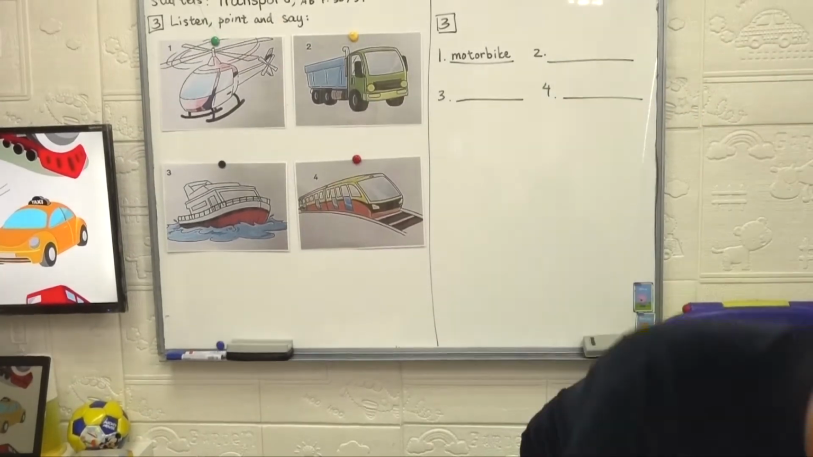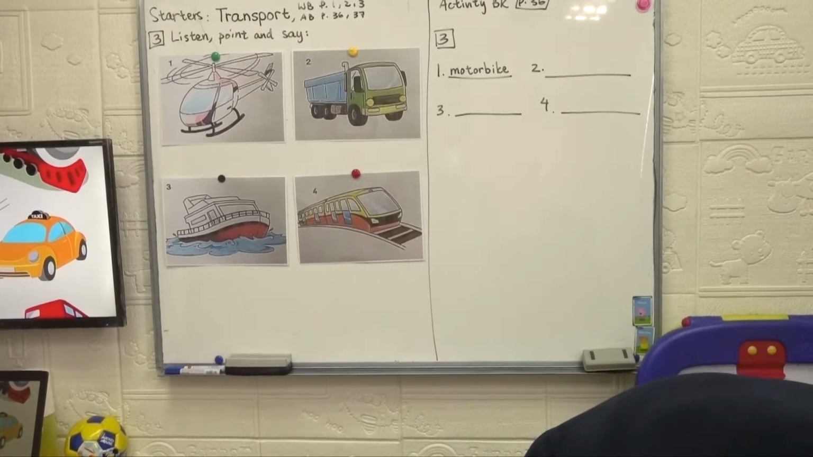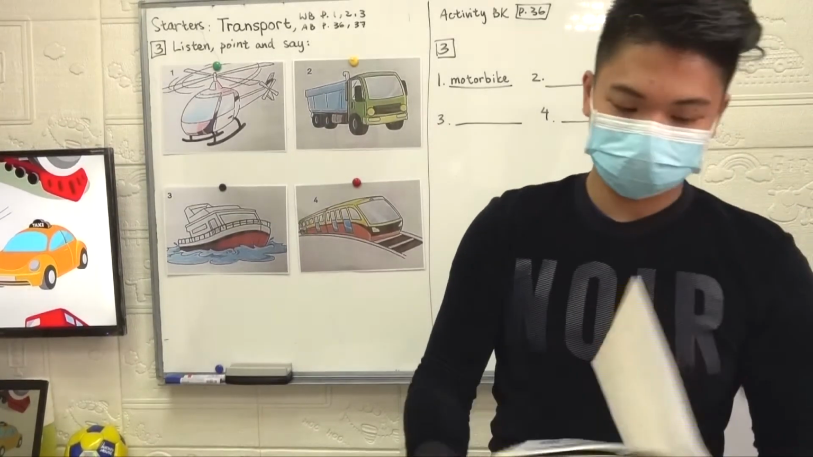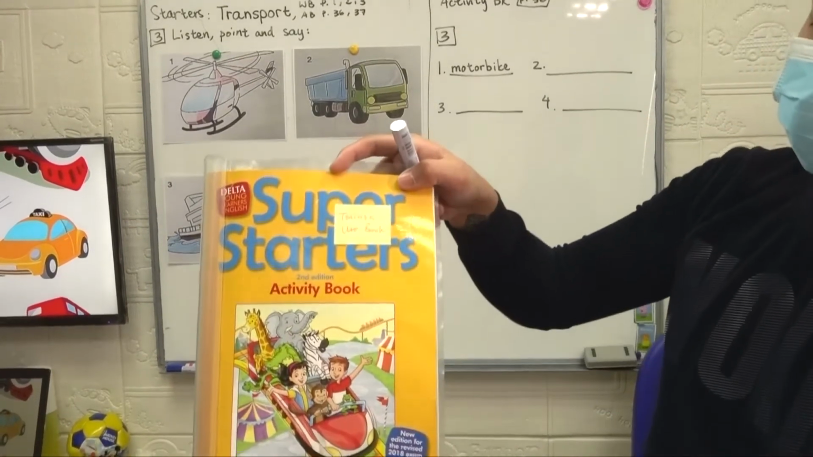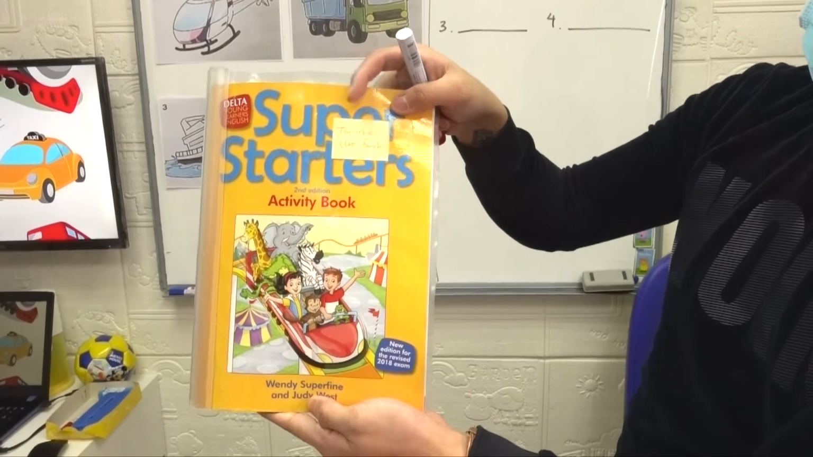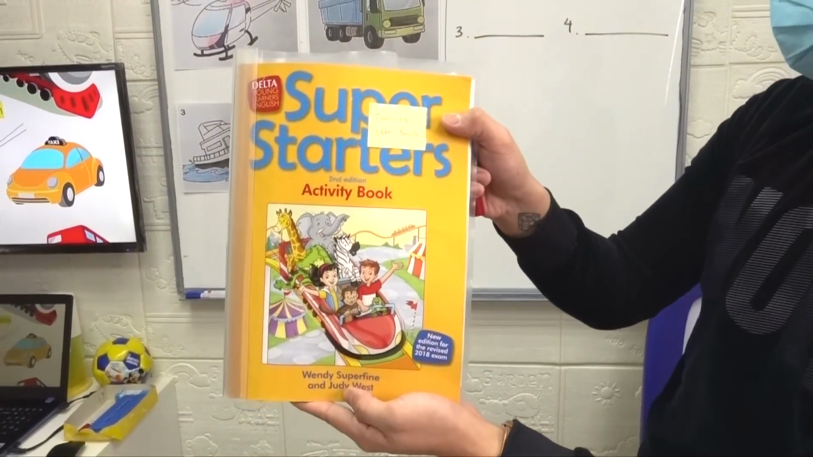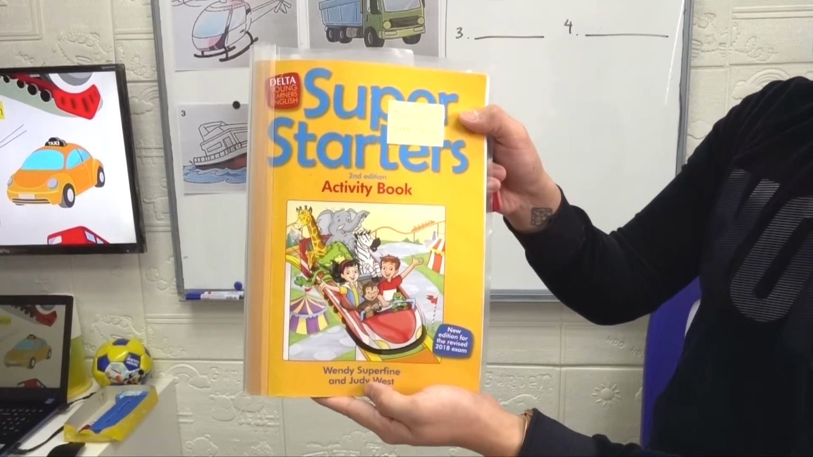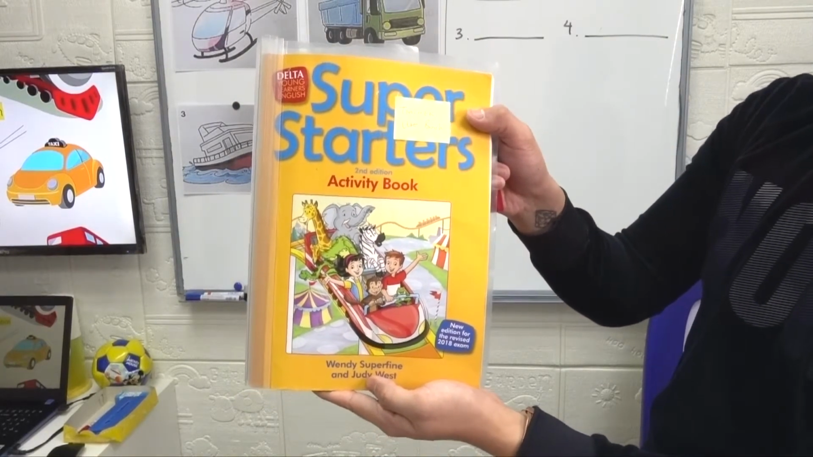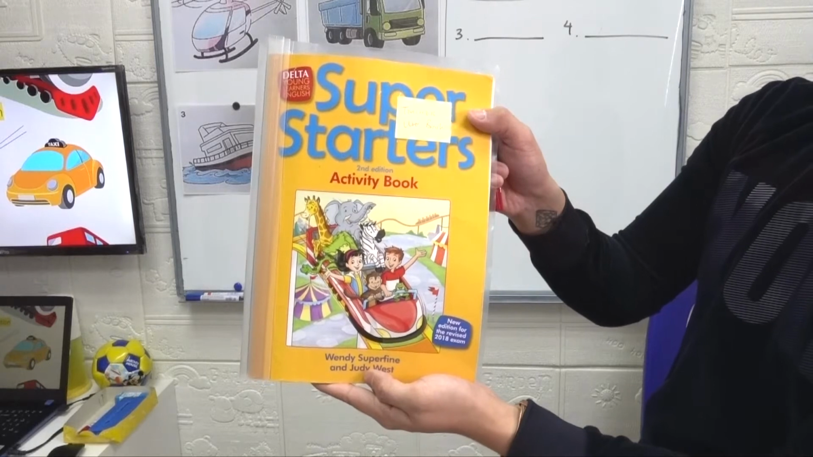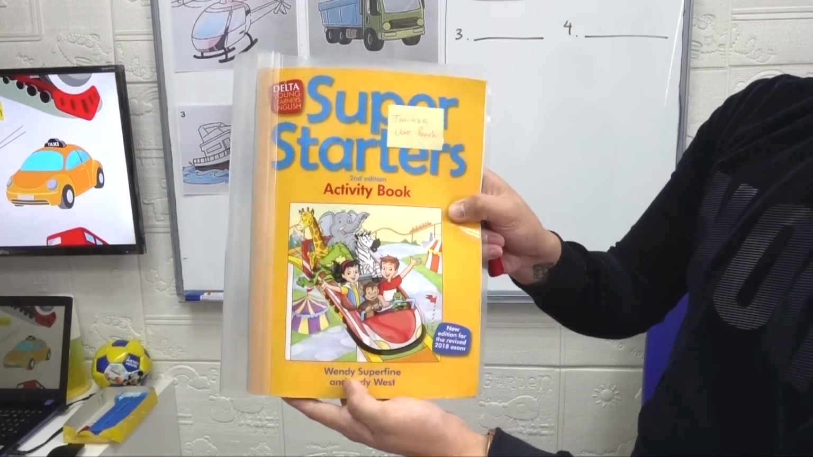And then please also take out your starters activity book, right? So it should be this one. Okay, with the elephant here and the kids in the front, right? So make sure you take out the correct book. Okay, and please take out your pencils and erasers to get yourselves ready. Alright, good work.